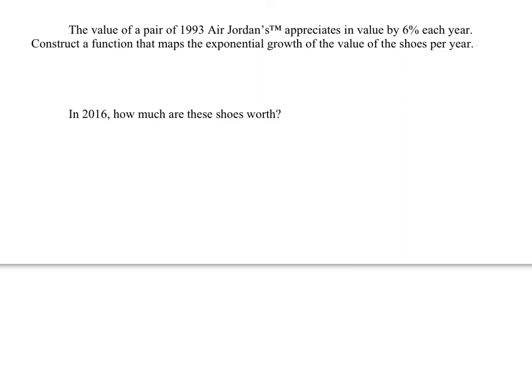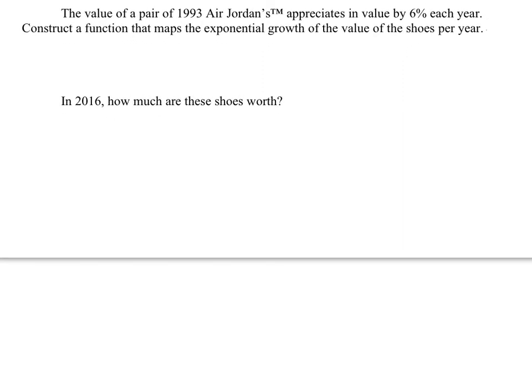In this case, we're dealing with the value of a pair of Air Jordans from 1993. It appreciates in value, and that's an important word right there. What does appreciates mean? Well, that means that it increases. Each year, the value is going up by 6% per year. As you guys know, sneakers get more valuable over time, especially old Air Jordans. By 6%, we're going to construct a formula or a function that maps the exponential growth of the value of these shoes per year.